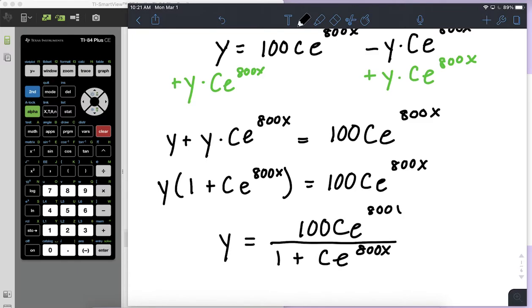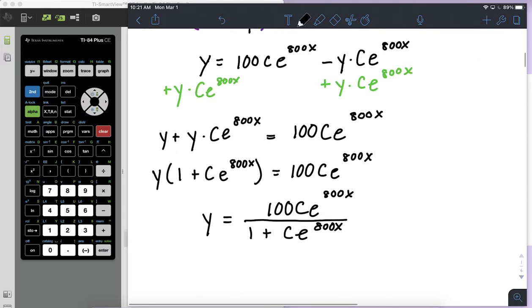Now, technically we're done, right? This is a general solution. It has the y equals part, it's all good. But it's a little messy to look at, so let's combine all of the e's. Right? It would be really nice if I didn't have e to the 800x in two different spots, if I could kind of condense it.